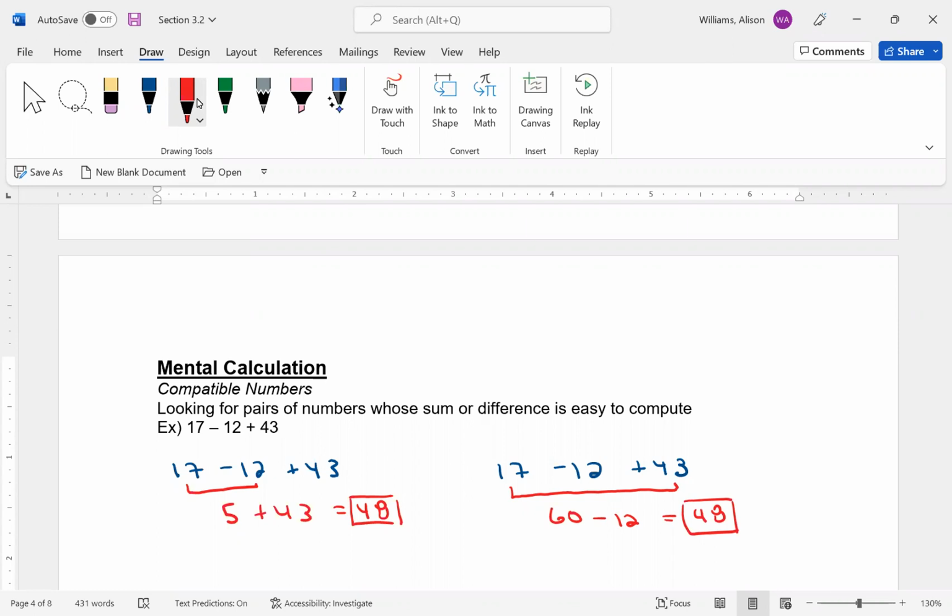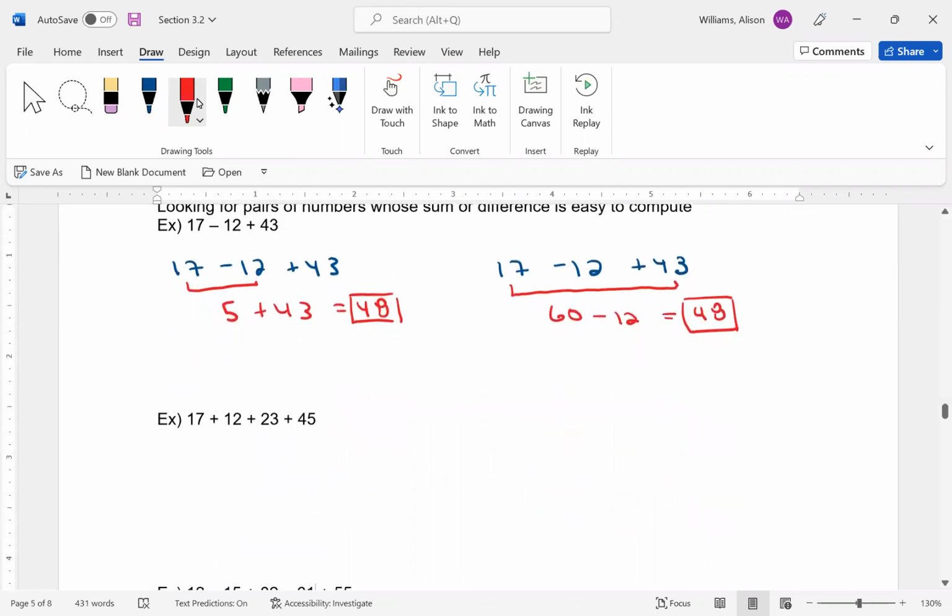So there's a couple different ways you could approach it depending on what's most comfortable for you to do mentally in your head. Now, visually, you need to write down what you're doing in your head, okay? But that is how we're kind of going through it. Okay, let's try another one. This time, let's pair up 17 with the 23 because, again, the 7 and the 3 are going to add up to a 10. So those 2 add up to 40, and then 40 plus 12 plus 45.